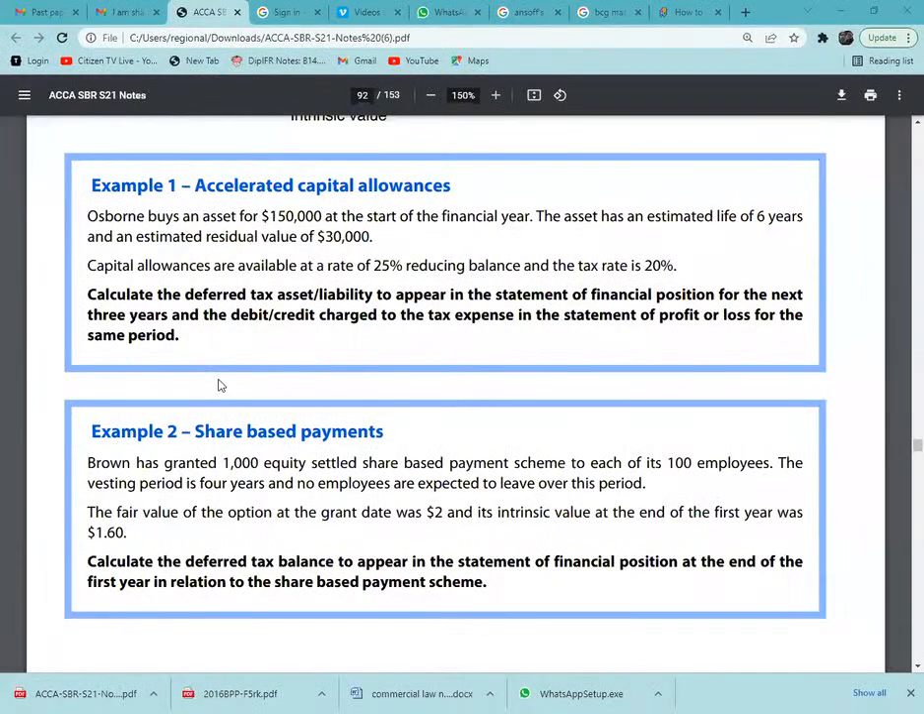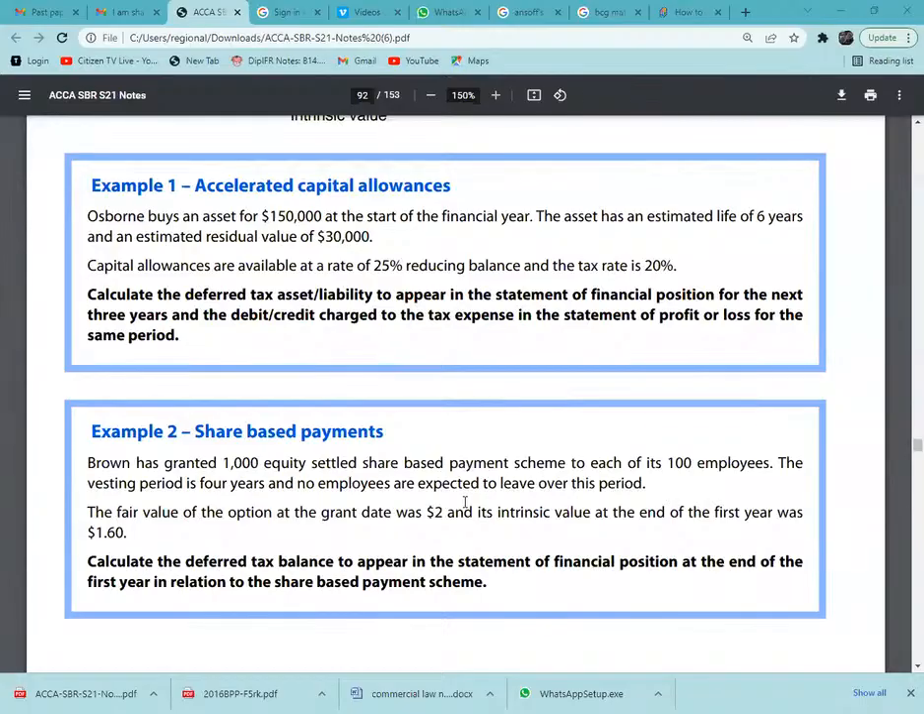Sasa hapa ametupatia concept rahisi sana. Unasema Brown has granted 1,000 equity settled share-based payment scheme to each of its 100 employees. The vesting period is 4 years and no employees are expected to leave over this period. The fair value of the option at the grant date was $2 and its intrinsic value at the end of the first year was $1.6. So they want us to calculate the deferred tax balance to appear in the statement of financial position at the end of the first year in relation to the share-based payment scheme.